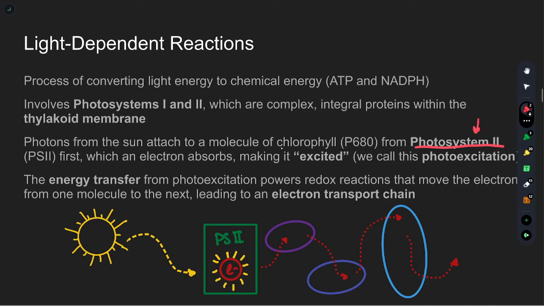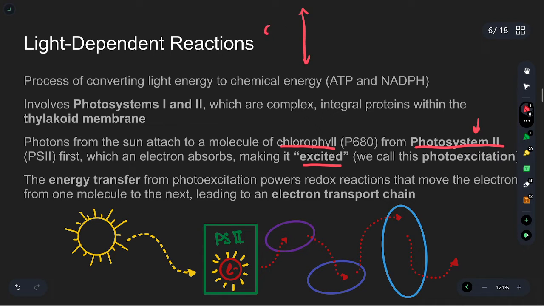But yeah, photons from the sun, they attach to a molecule of chlorophyll. You can find the chlorophyll within these photosystems. The electrons within photosystem 2 absorb these photons, making them excited. I should say, quote unquote, absorb. This is the process of photoexcitation. And if we were to talk about this in the context of the Z-scheme or in the context of energy level state, you can draw a diagram here.